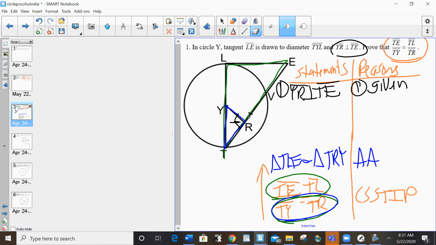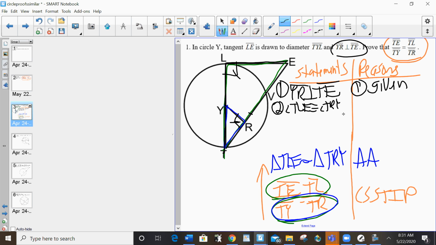Inscribed. Do I see inscribed? Well, I see something going on here. I see a tangent and a diameter. And I learned that a tangent and a diameter form right angles. So, angle TLE is congruent to angle TRY.